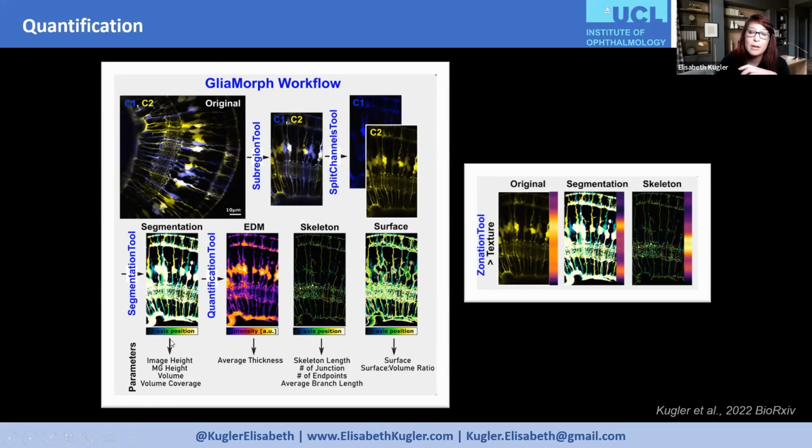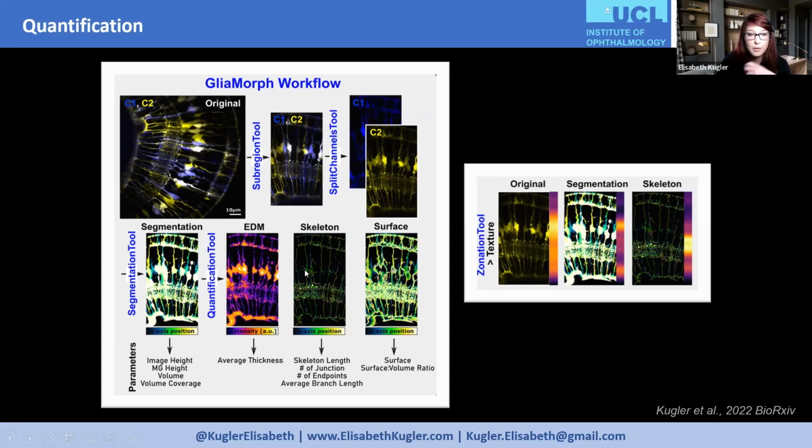What we're going to do now is apply the so-called quantification tool, which will take segmented data, so binarized data, and quantify various different features. The things that we will quantify from a biology point of view are the thickness, the skeleton length, number of junctions, number of endpoints, the average branch length, the surface, and the surface to volume ratio.